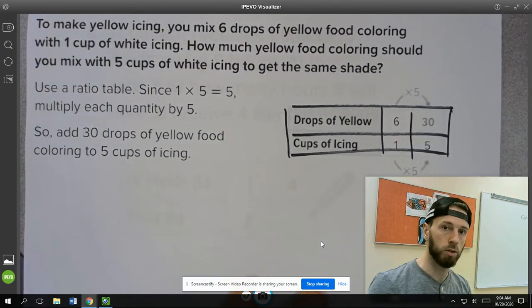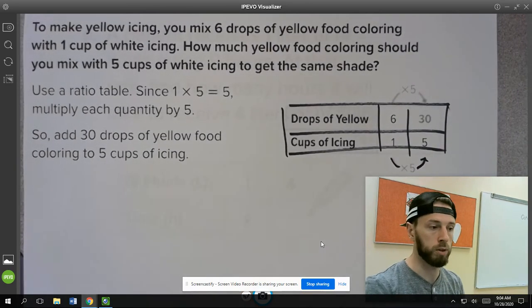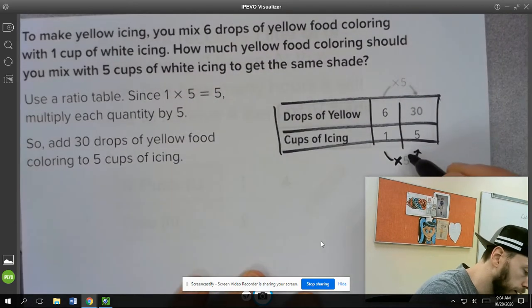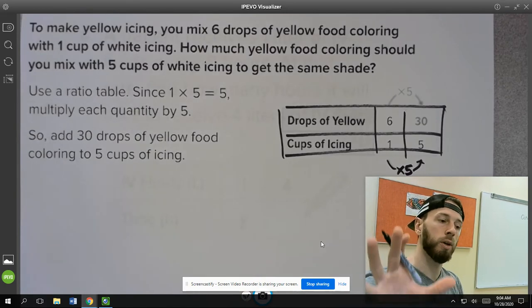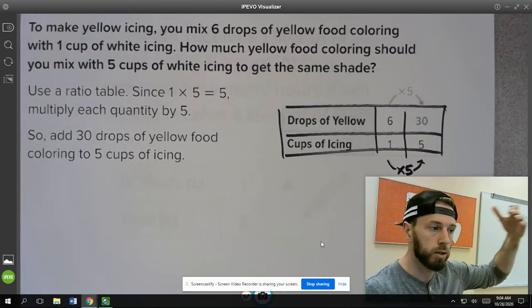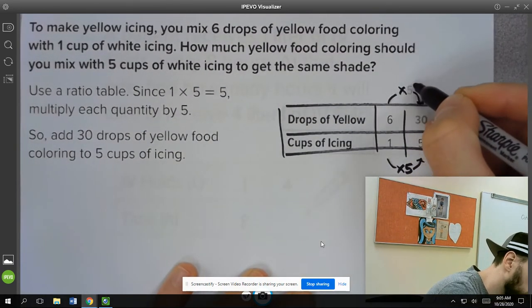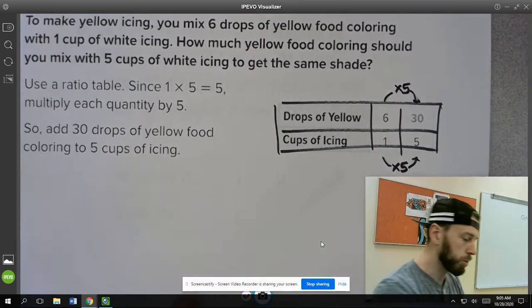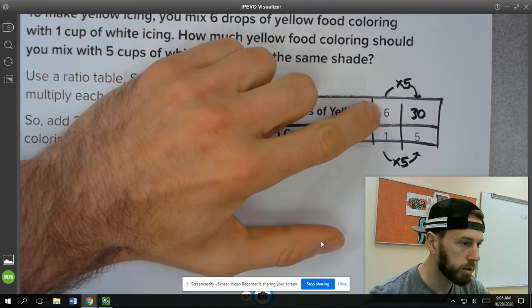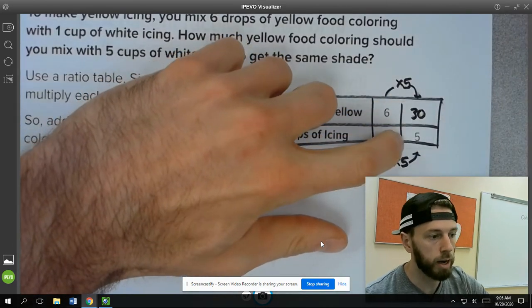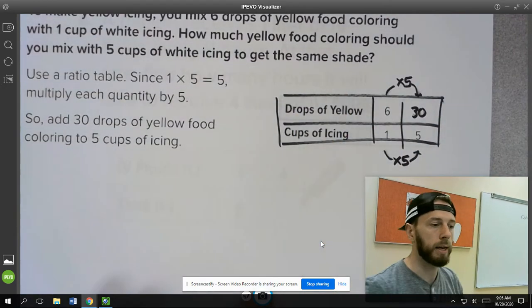Well, just like with regular ratios and fractions, we would figure out what we would need to do to the cups of icing to get from 1 to 5. In this case, we would multiply by 5, right, to get there. And in order to keep the ratio equivalent, we have to do the same thing to the drops of food coloring. So the drops of food coloring will also get multiplied by 5. And when we multiply that by 5, we get 30. And 6 drops for 1 cup and 30 drops for 5 cups are equivalent ratios. But when we put it in a table like this, it makes it a little bit easier.